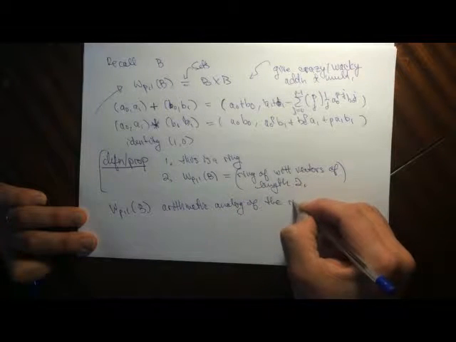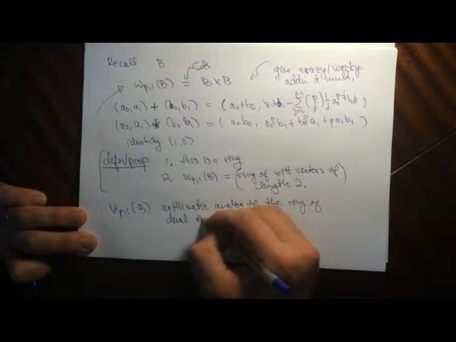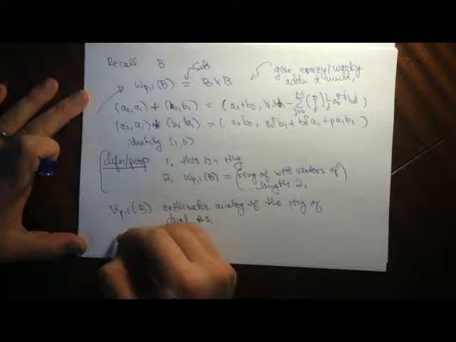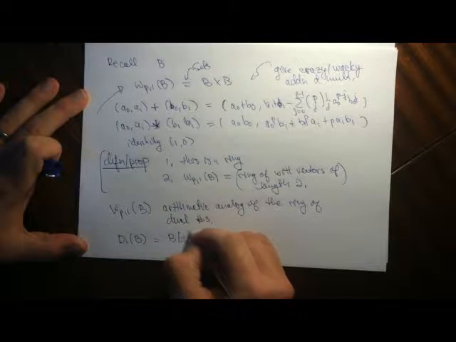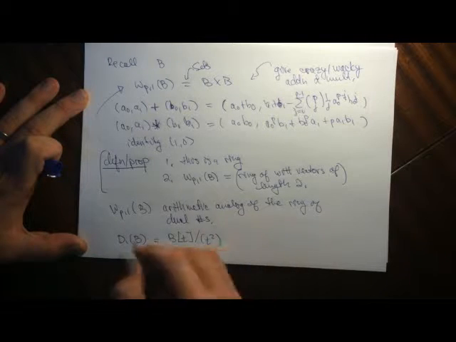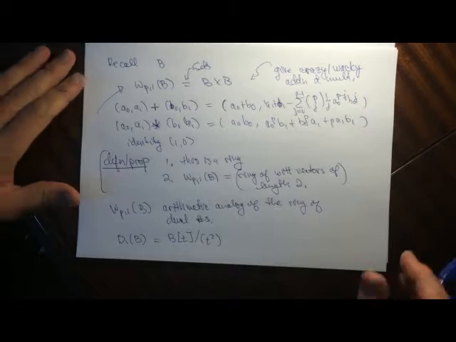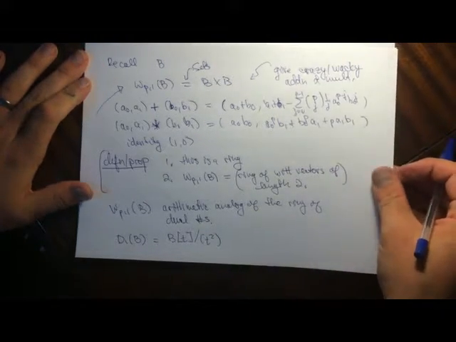Of the ring of dual numbers. Okay, and so the ring of dual numbers again is this one here. So this is B[t] mod t squared, and this is the thing where you get derivatives. Okay, so now I can go and define what a p-derivation is.